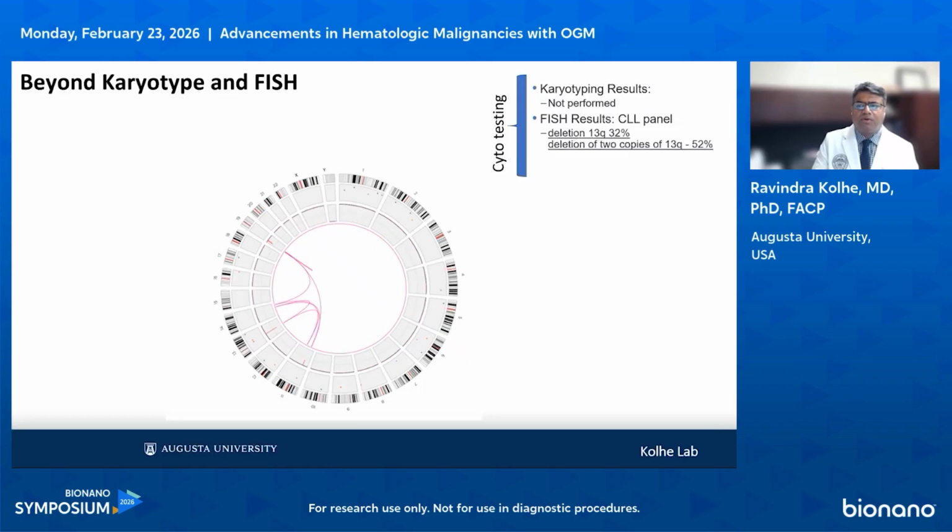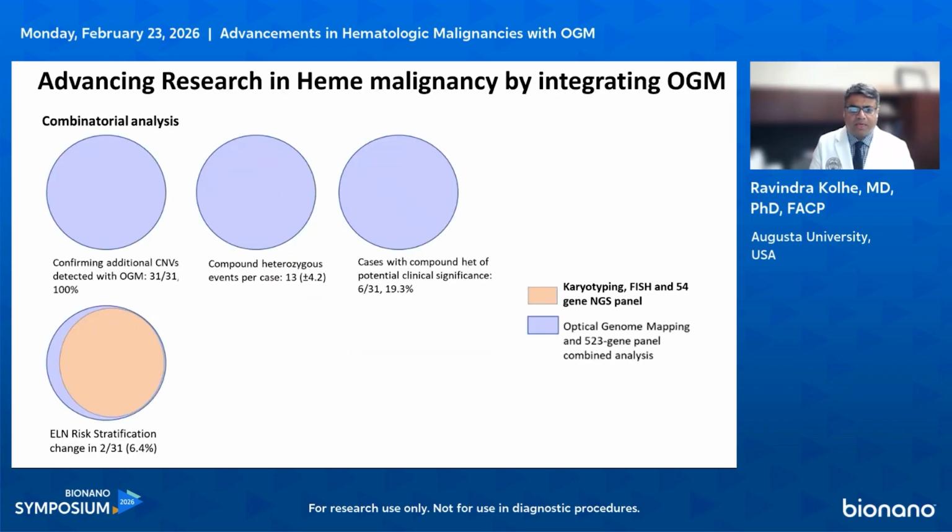And then when we look into more detail, the karyotype is more complex in OGM than what was resulted in the FISH in the CLL case. So when we put together all our cases, in this particular research study where we looked at 31 cases and combined a comprehensive NGS panel along with optical genome mapping, and then compared with all the studies which we have done in the past, we have seen pretty significant additional information which was helping us to do more research on these cases.